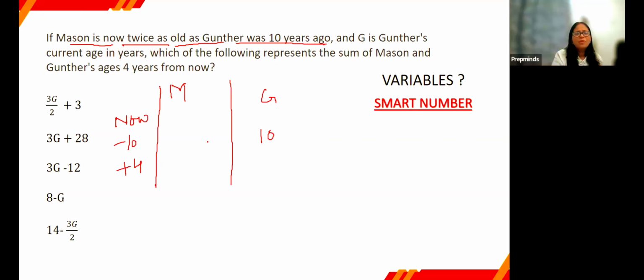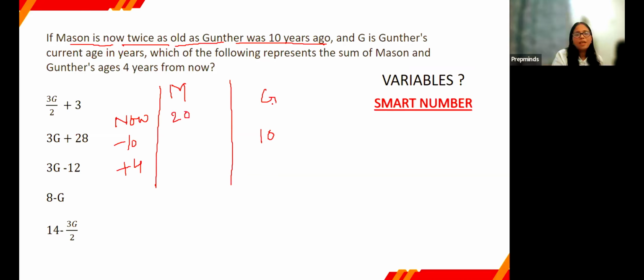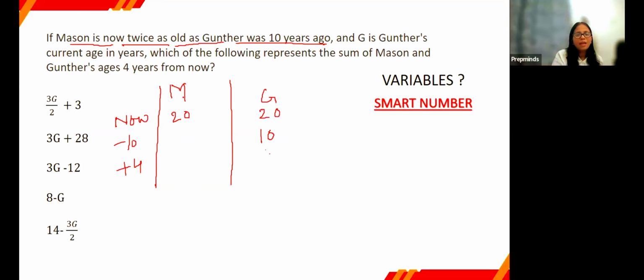So this is 10 years ago. What is the age of Mason now? 20, right? And what is the age of Gunther now, because his age 10 years ago was 10 years? So what is his present age? 20, right? Now what will be the age of Mason in 4 years? 24. What is the age of Gunther in 4 years? 24. What is the sum of their ages? 24 plus 24, 48. So the sum is 48.